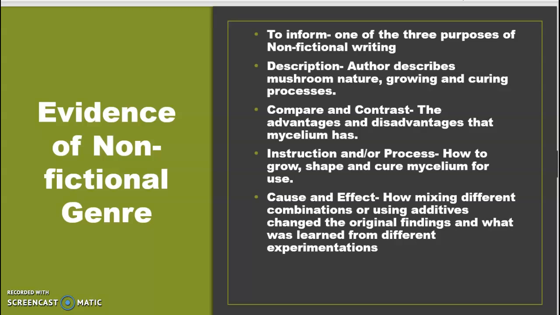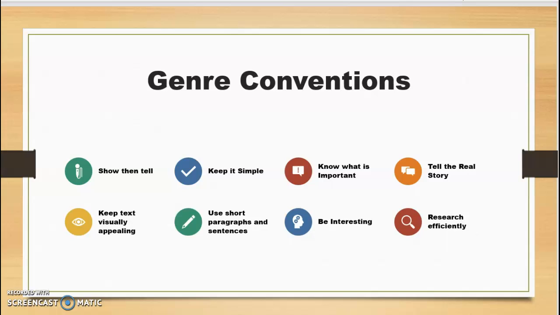Evidence that I took from the article that makes it a non-fictional genre. The article is used to inform, which is one of the three main purposes of non-fictional writing. It is descriptive. The article describes mushroom nature, growing and curing processes. Compare and contrast the advantages and disadvantages that mycelium has. Instruction and/or process: how to grow, shape, and cure mycelium for use. Cause and effect: how mixing different combinations or using additives have changed the original findings, and what was learned from different experimentations.